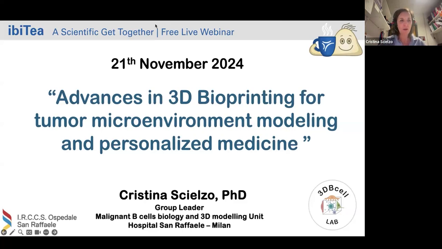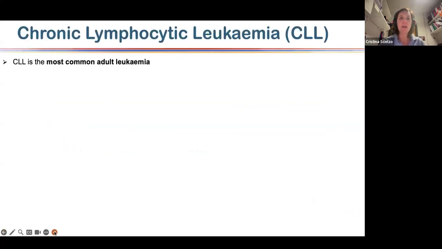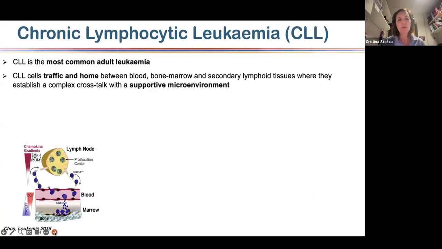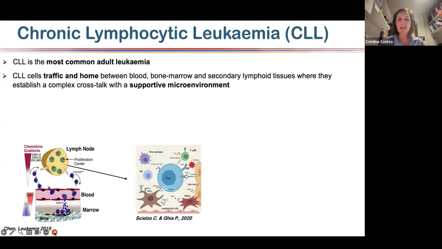We are working on chronic lymphocytic leukemia, that is the most common adult leukemia in Western countries. What is interesting about this disease is that it's a very dynamic disease. Leukemia cells traffic and home between the blood, the bone marrow, and the secondary lymphoid tissue, where they establish a really complex crosstalk with a supportive microenvironment.